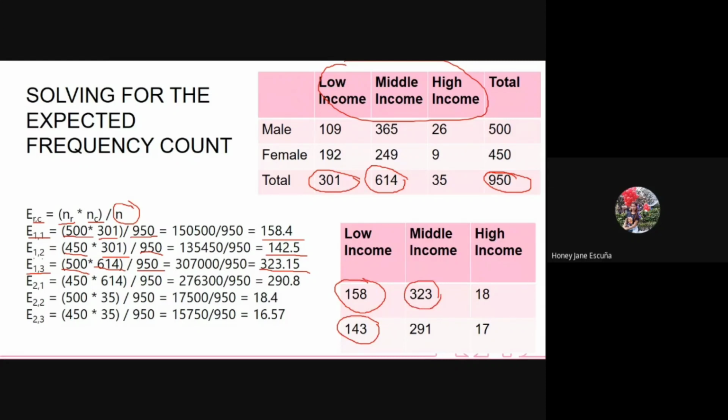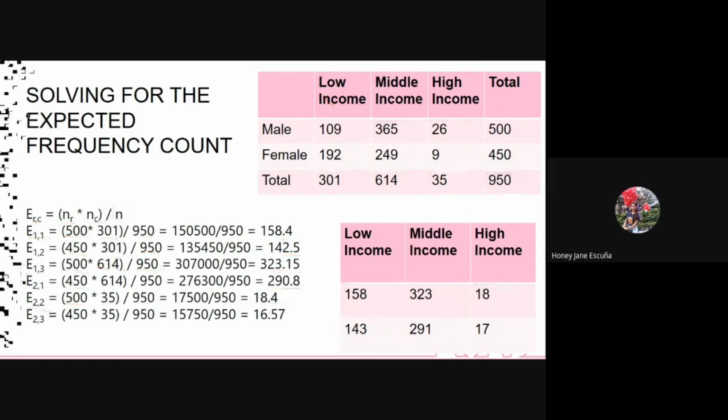Next, for our R2 level 1, we have 450 females times 614 middle income total from male and female divided by 950. We have 290.8 or 291. We round off so that our expected frequency count is a whole number. Next is E sub population 2 of level 2, we have 500 males times 35, which is the total high income from male and female divided by 950 equals 18.4 or 18.